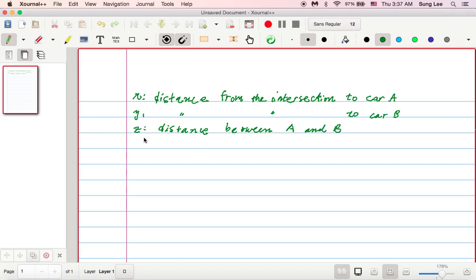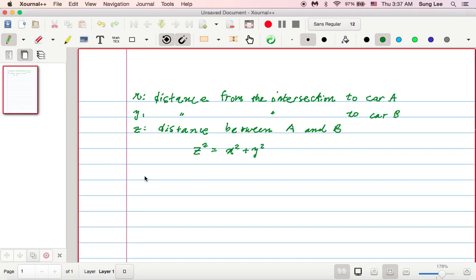Since x, y, z from the picture earlier form a right triangle, obviously there is a Pythagorean relationship between those. In other words, since z is the hypotenuse of the right triangle, we have by the Pythagorean law, z squared equals x squared plus y squared.